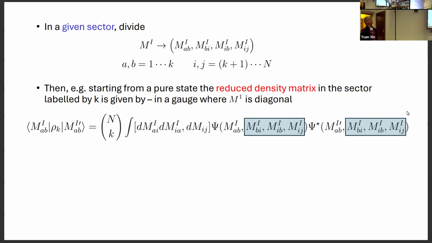A little more explicitly, in this gauge, we can divide the matrix elements into parts which belong to the ones which I keep and the ones which I don't want to keep. The matrix elements of the reduced density matrix are obtained, up to a combinatoric factor, by tracing over the degrees of freedom which we do not keep.